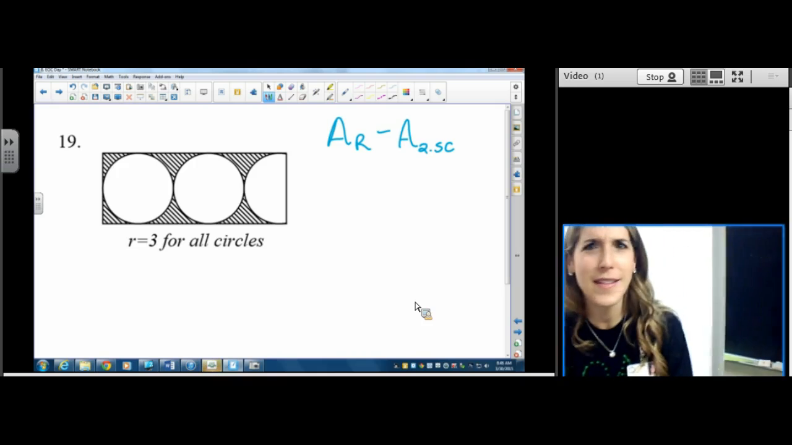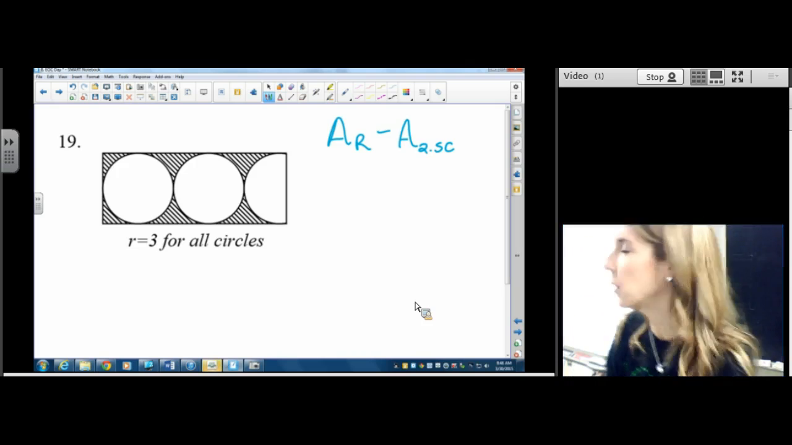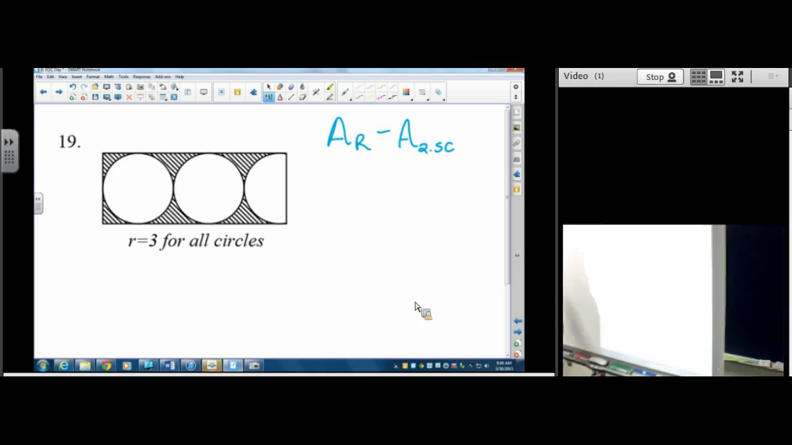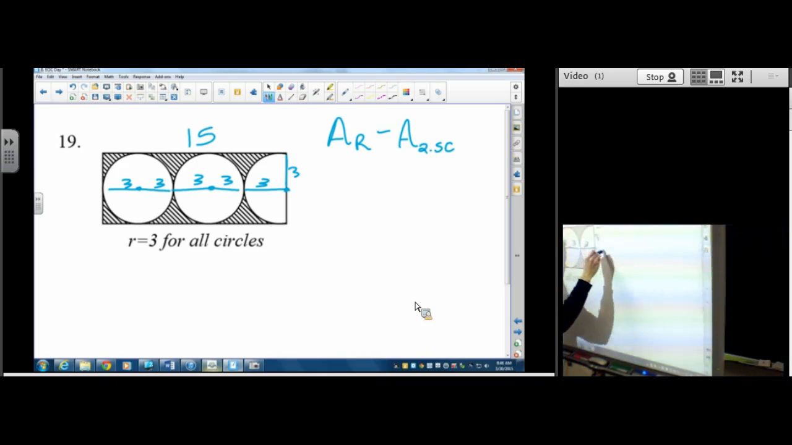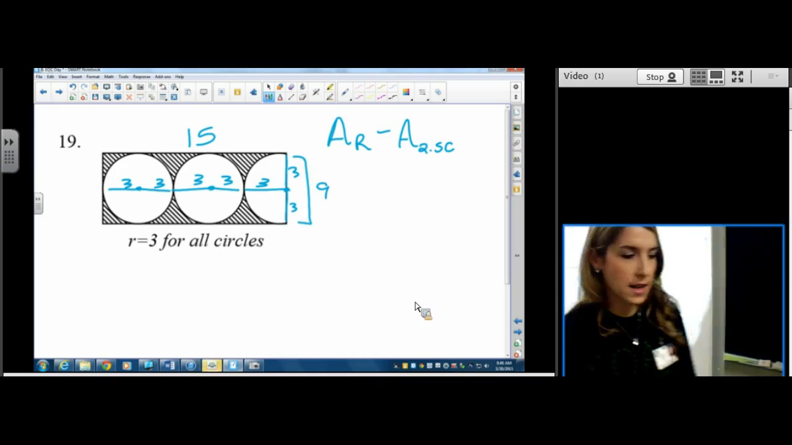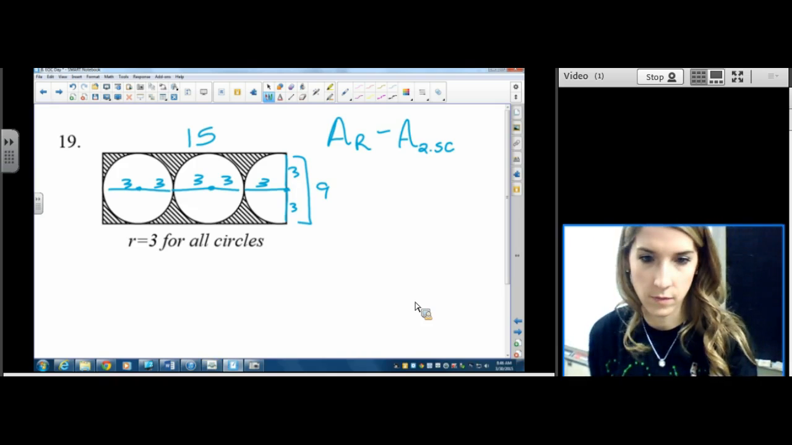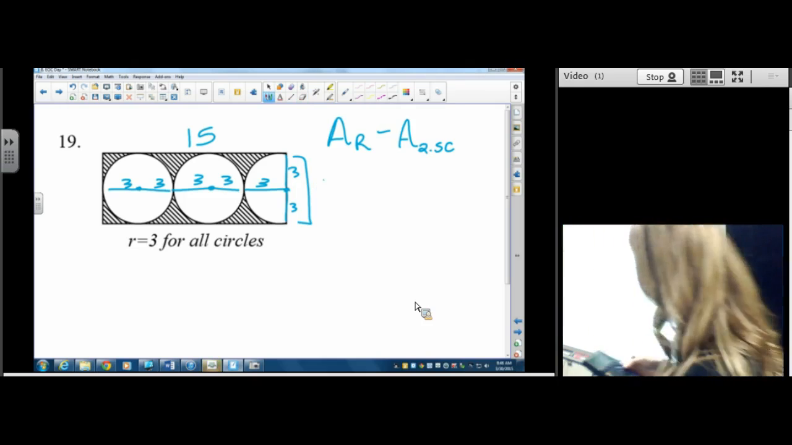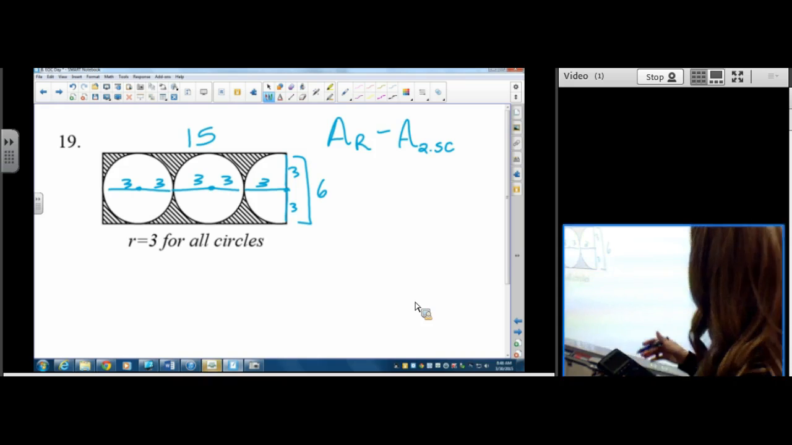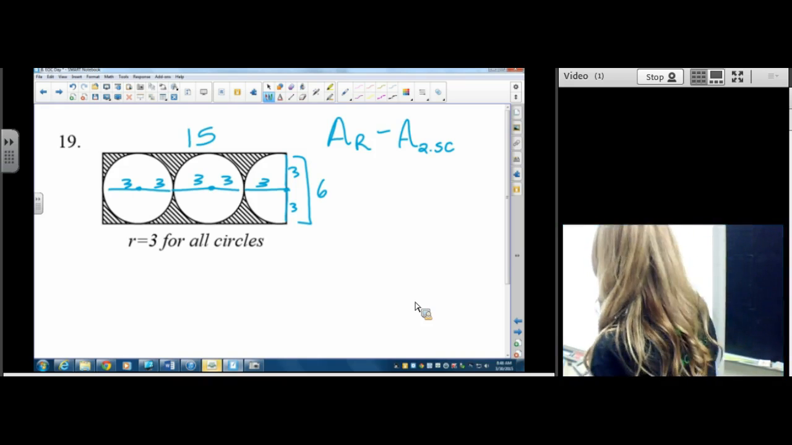So you're like, how in the world are we going to find the area of that rectangle? We need a length and a width. Don't worry, we can do it. If the radius is 3, how many radii do we have? That makes sense. 1, 2, 3, 4, 5. So this is 15. And then this is a radius, and this is a radius. So do you see where we're getting the dimensions of our rectangle? Oh, not 9, 6. I know. I was multiplying. Okay. 15 times 6. So the area of our rectangle is 90.